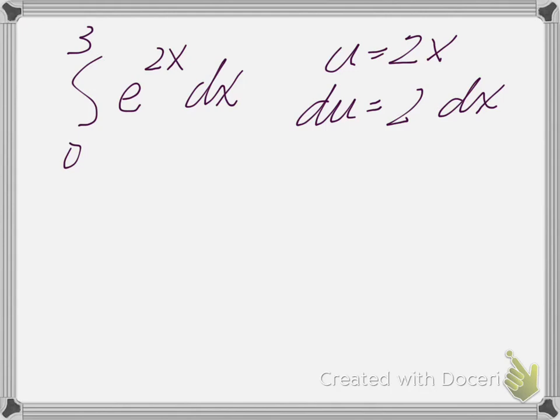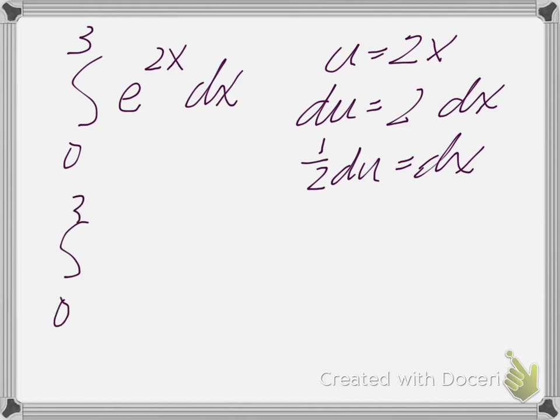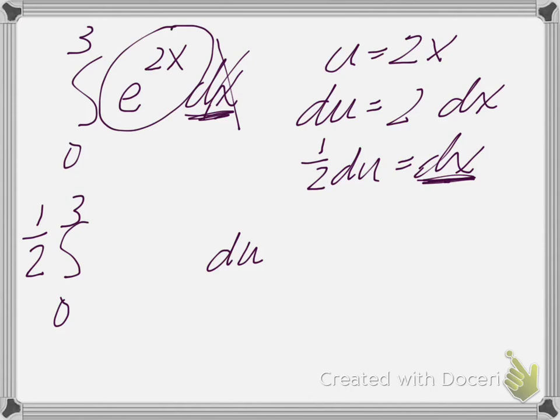But we don't want that 2, so we're going to divide both sides by 2. We'll get 1/2 du equals dx. So we're going to go back here and rewrite our integral. We have a dx here, so we're going to take out this dx and switch it for a 1/2 du. Put the du here, the 1/2 in front. So we're left with just e to the 2x, but 2x is equal to u, so we're going to have e to the u.